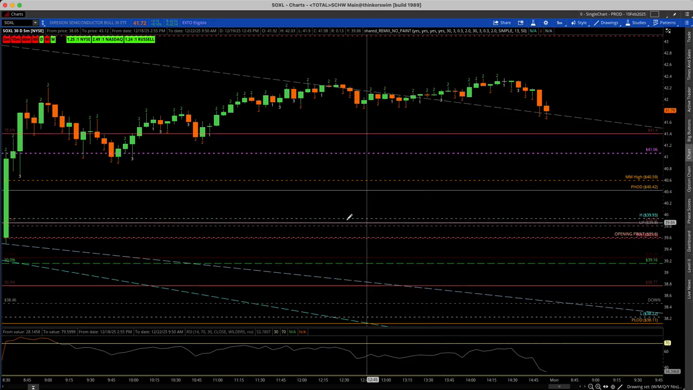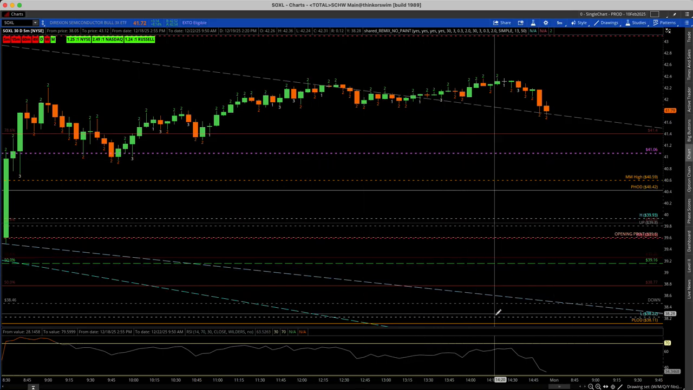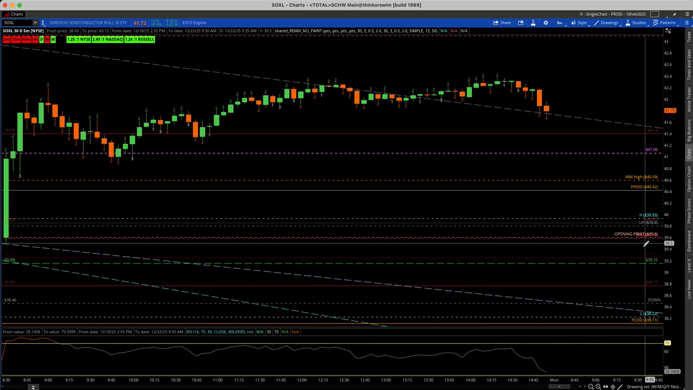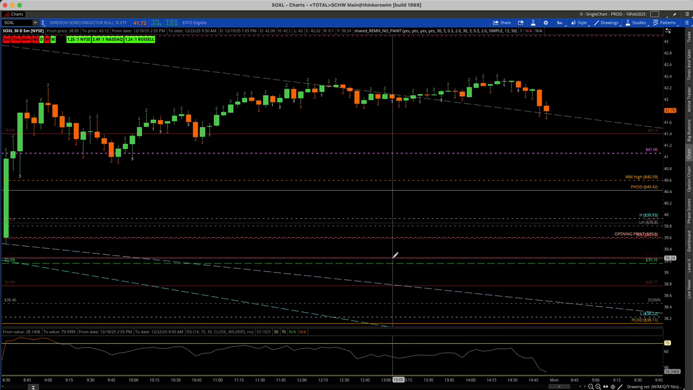Right now, your targets to the upside are overnight high, previous high day. Targets to the downside are overnight low and previous low day. But that's what we look for: higher lows at or above opening print to get into calls, lower highs at or below opening print to get into puts.